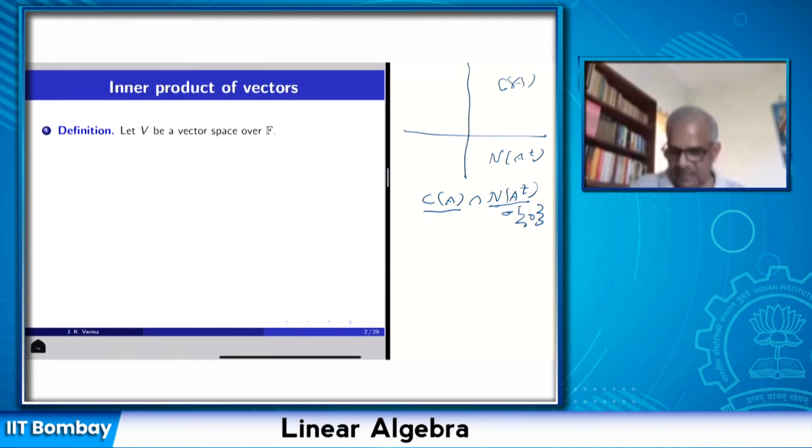Okay. So suppose V is a vector space over a field F. F could be real, F could be complex, but you fix this F. Once you say F, it is fixed.